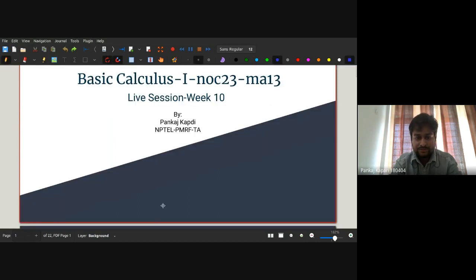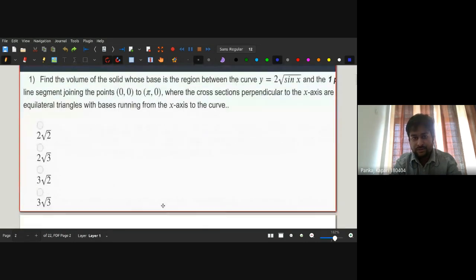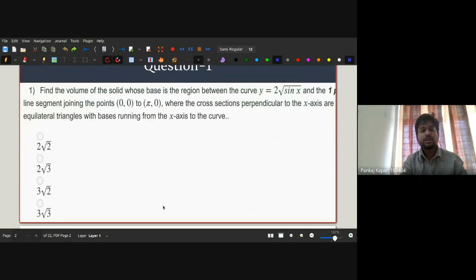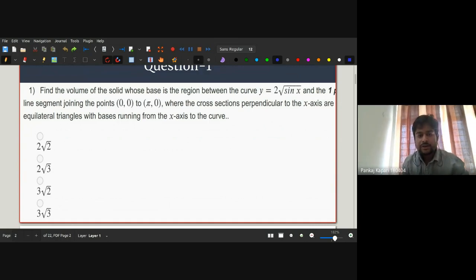So let's see our first problem. Here we see that we have to find the volume of a solid, and the solid is given with this description that its base is the region bounded by some curve. What is that curve? It is y equal to 2 under root sine x.